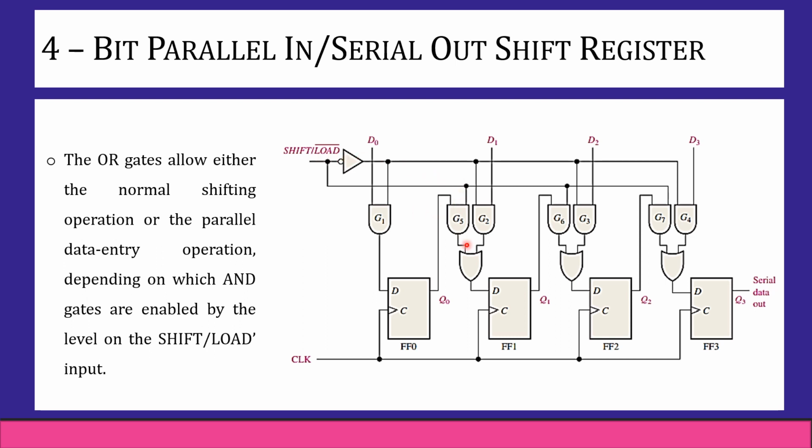Okay, then this OR gate allows either the normal shifting operation or the parallel data entry operation, depending on which AND gates are enabled by the shift or load complement input line. So this OR gate allows either the shifting operation or the parallel loading operation, depending upon the gate enabled.